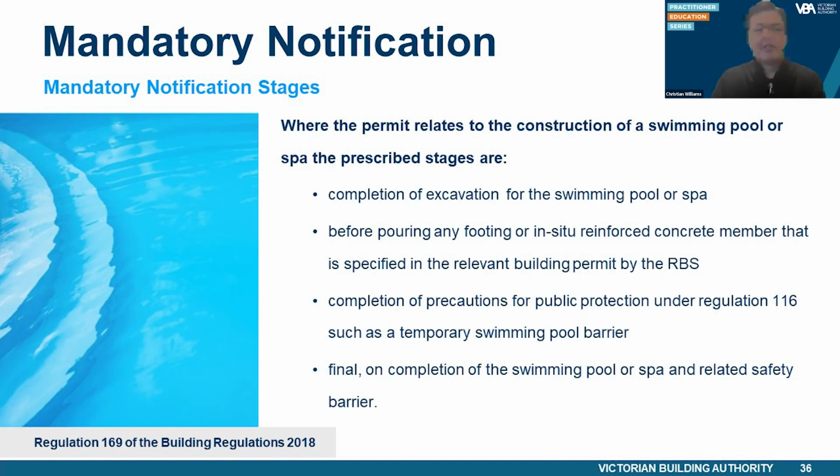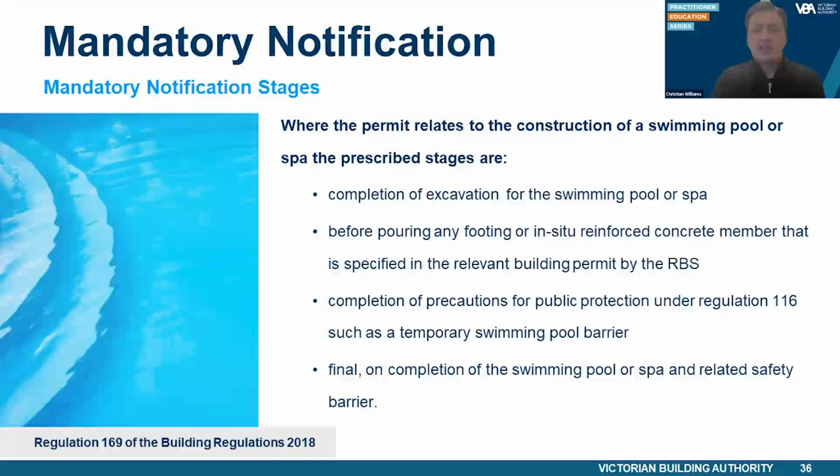Where the permit relates to the construction of a swimming pool or spa, the prescribed stages are completion of excavation for the swimming pool or spa before pouring any footing or in situ reinforced concrete member that is specified in the permit, completion of precautions for public protection under Reg 116, such as a temporary swimming pool barrier, and final on completion of the swimming pool or spa and related safety barrier.